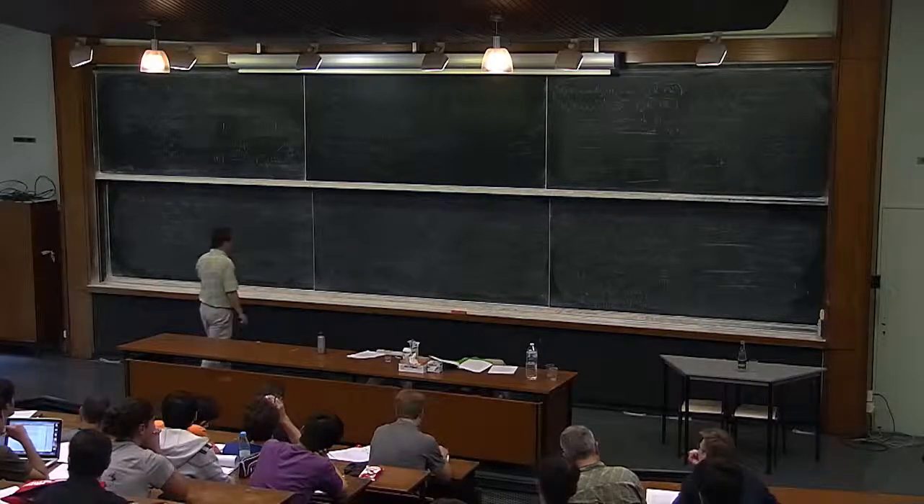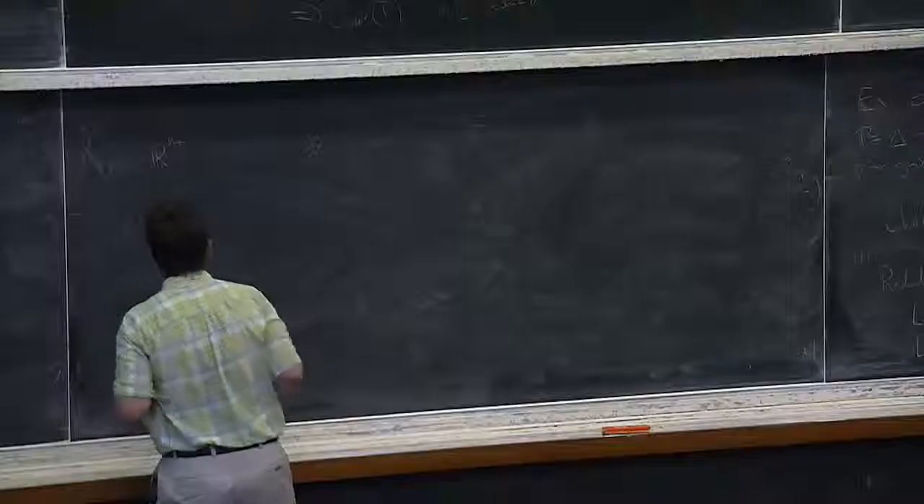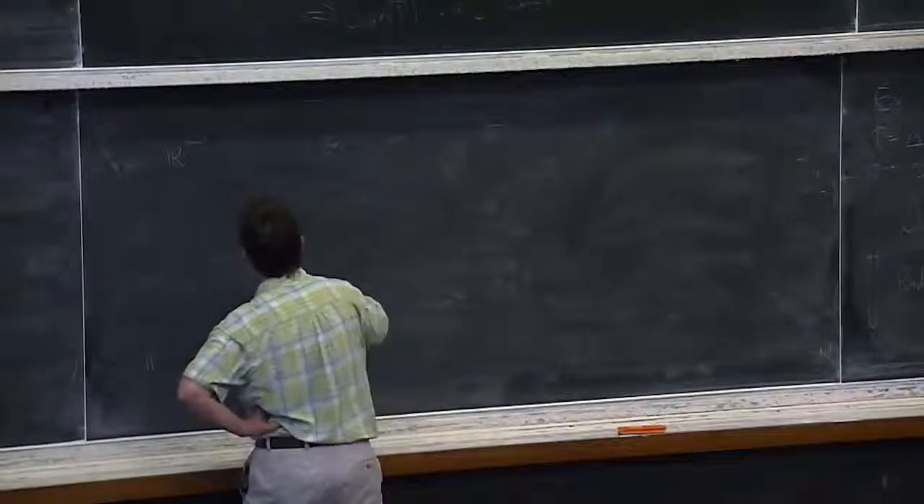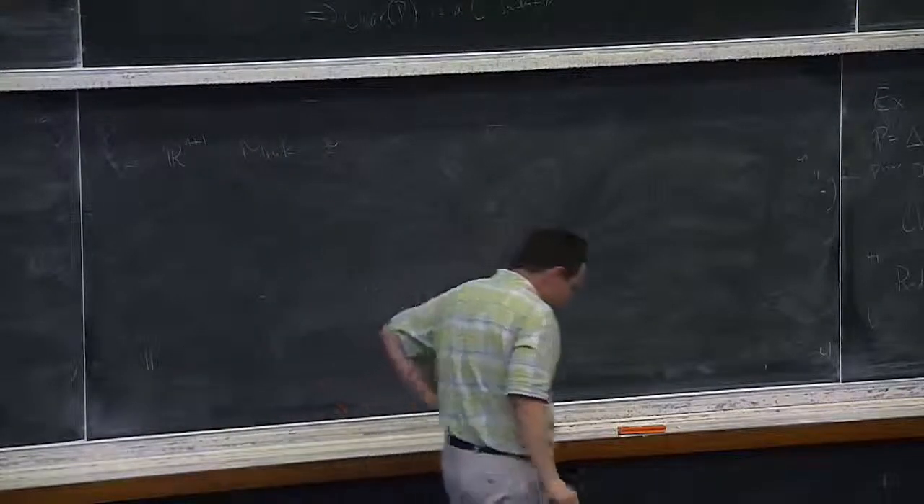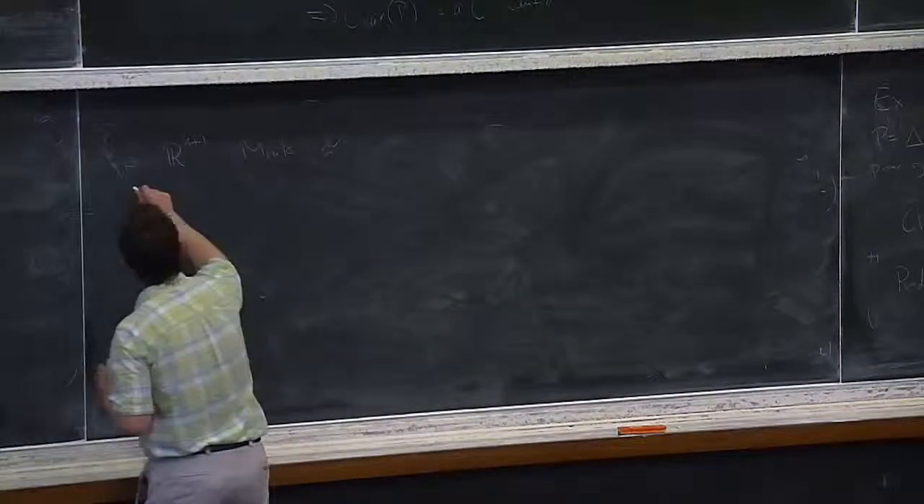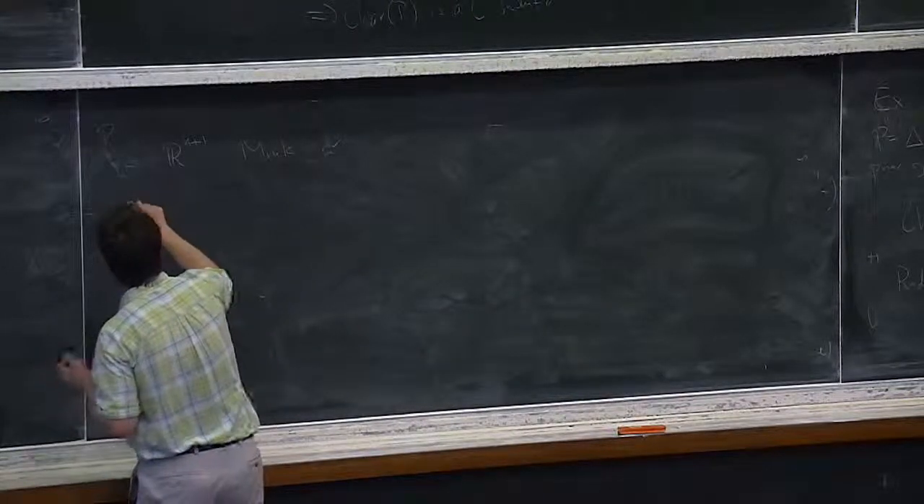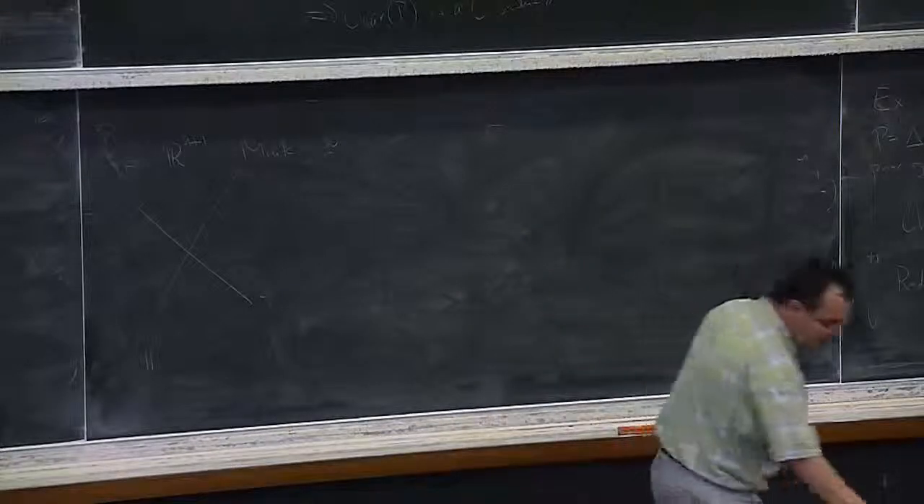Okay, so in Minkowski space, let's just start with R^(n+1). So this is Minkowski space. In this, we can take the two hyperboloids. Let me just draw the picture. So this is a light cone, and within this, I can take one half of the two-sheeted hyperboloid.